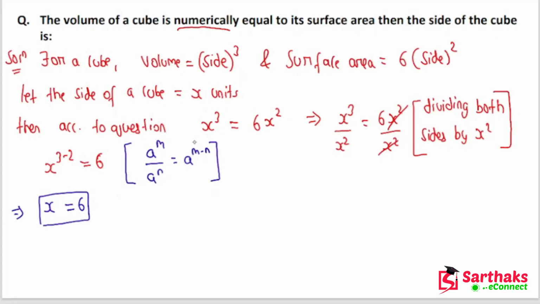We have not taken anything specific like meter or centimeter, so it would be x units. Let me again show you. The question said that volume is equal to surface area. To solve it, we divided both sides by x square, just to cancel them out, because we needed x. So we solved this using this property from powers and exponents. Since 3 minus 2 is 1, x to the power 1, that is x, is equal to 6. We were asked the side of the cube, so the side of the cube is equal to 6 units.